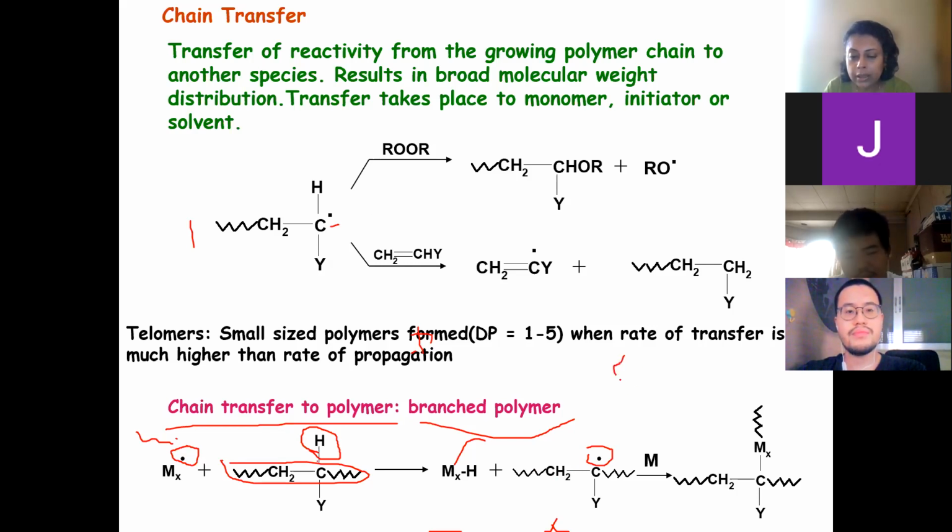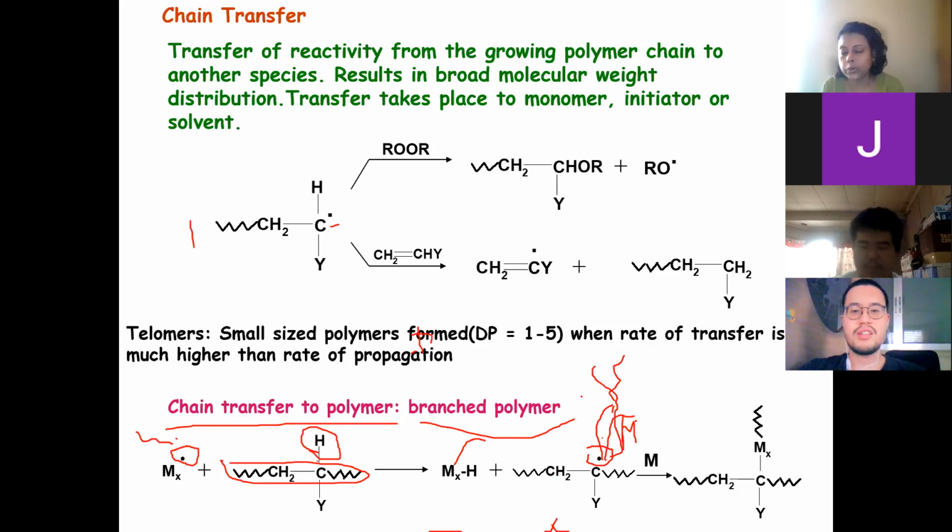Now when another growing polymer comes, it can combine with this and you have a polymer chain in the center, or another monomer can come and combine with this, and this monomer can further polymerize from here. So whatever you are doing, you are making chains from the backbone of the existing polymer, not from the side. This gives rise to branched polymer. So this is how the termination takes place.